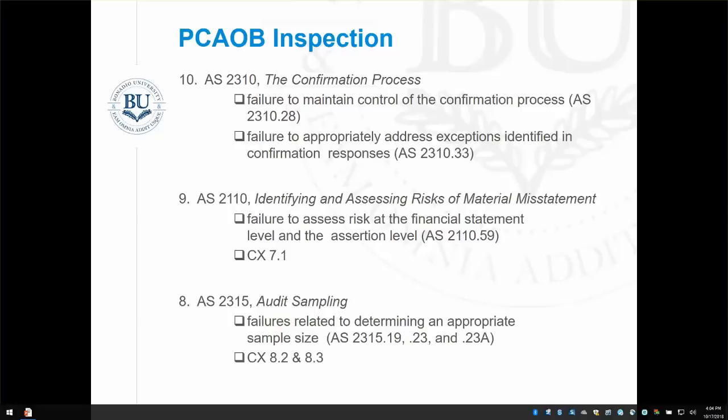On identifying the risk assessment, I think we did actually have this as one issuer client. There was an issue where we failed to assess risk at the financial statement level and the assertion level. It was only done at the audit area level. So if there is a significant risk or a fraud risk identified, the risk assessment needs to be completed at the assertion level and not at the audit area level.